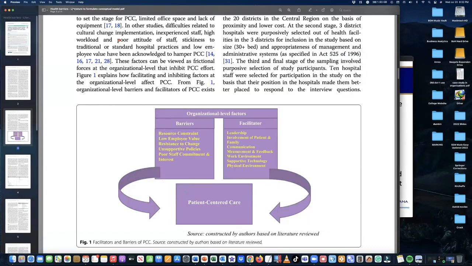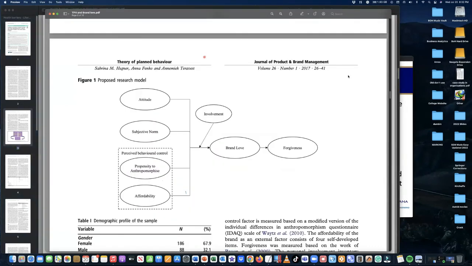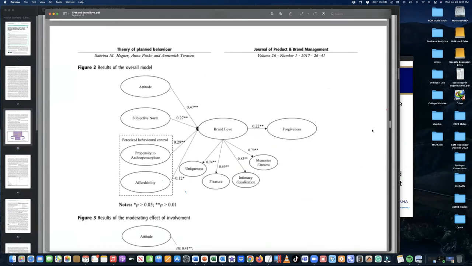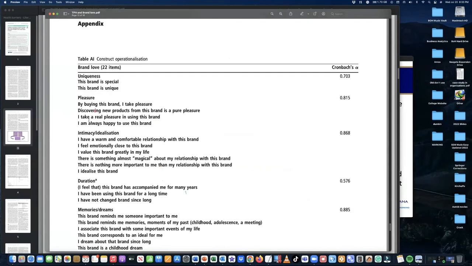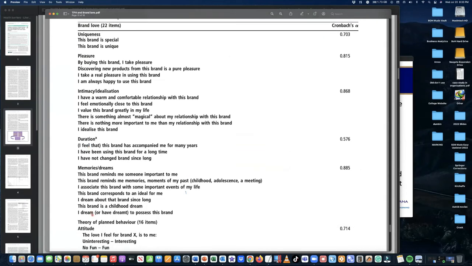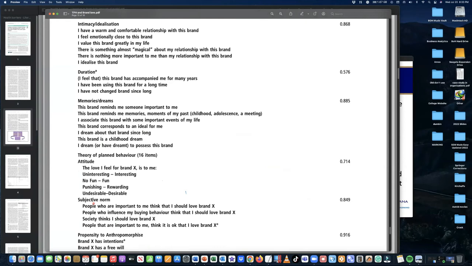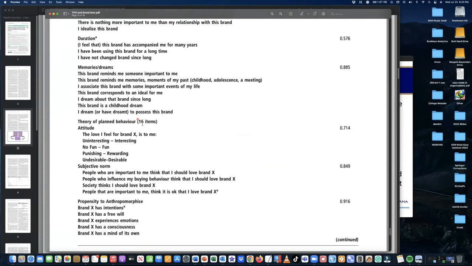So look at this one. This is the theory of planned behavior. Very interesting study. But look at the back there. This is how they measured it. So Brown Lab has 22 items alone. One of the variables under Brown Lab is called uniqueness. Then he asked these two questions: pleasure, intimacy, duration, memories. Then after that is the end of Brown Lab. Then it goes to theory of planned behavior items, 16 items.